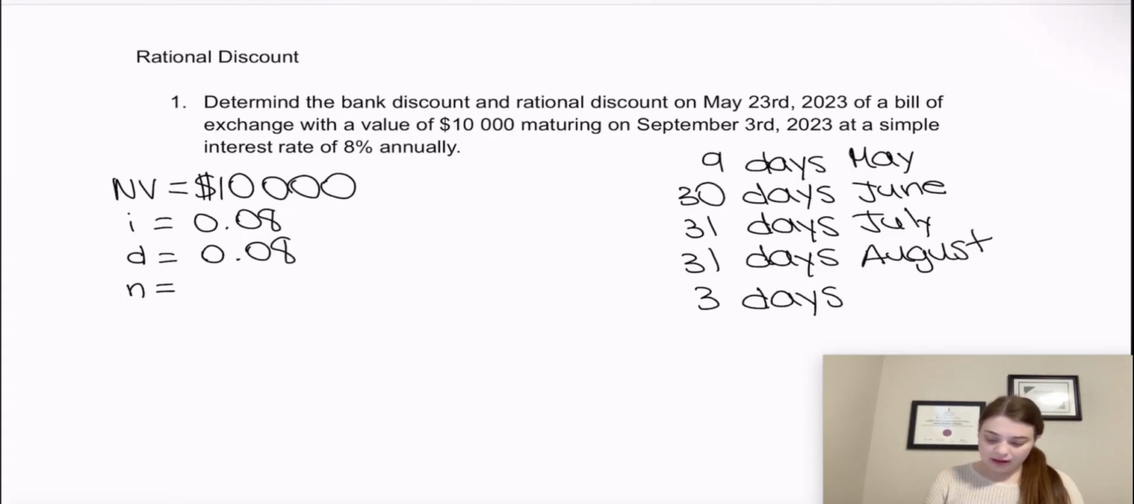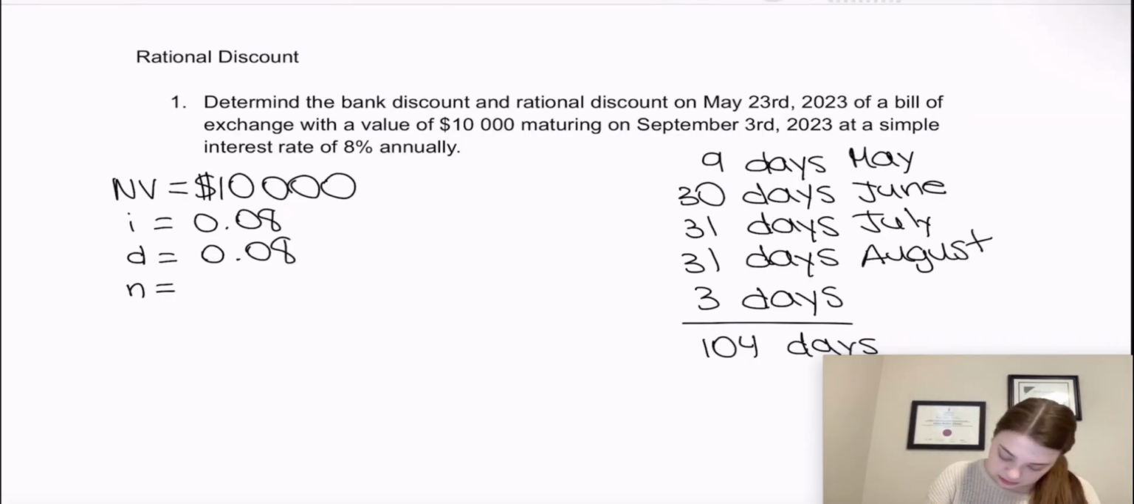Okay, great. Now we just need to add all of those numbers up to figure out what the number of days is. And then since n is typically annual, we're going to divide by 360 as well in our next step. All right, so 30 plus 31 plus 31 plus 3 plus 9, that gives us 104 days. And just to simplify it, we usually tend to divide by 360 rather than dividing by 365, to have the standard banker's year. So we're going to say n is 104 over 360.